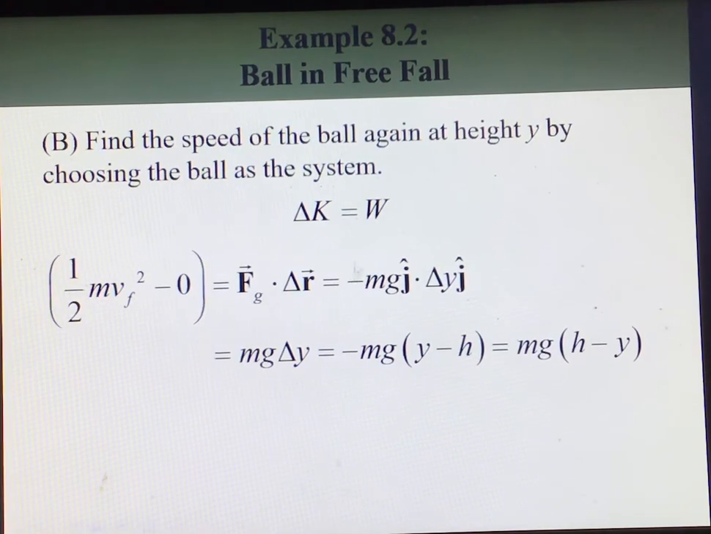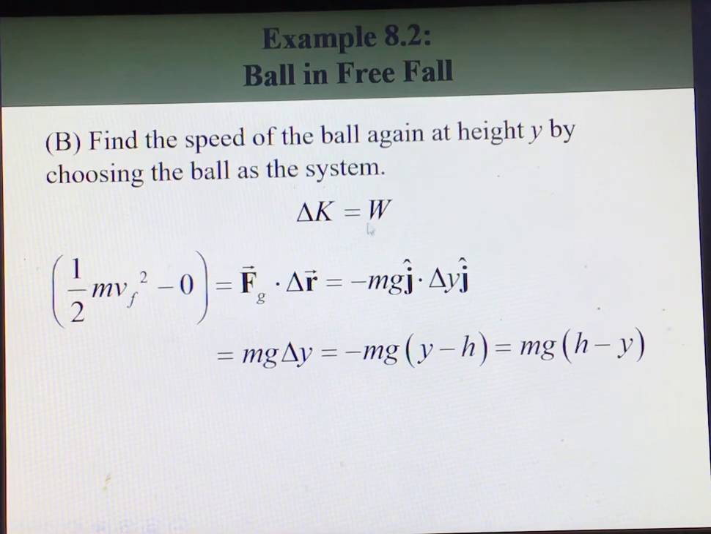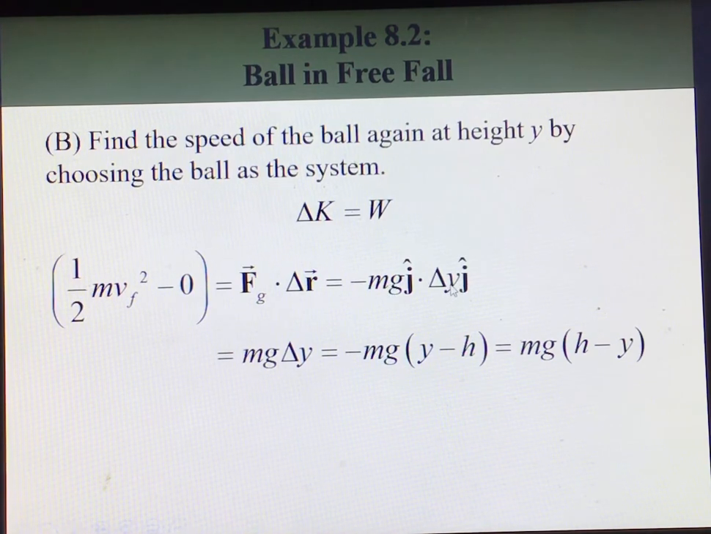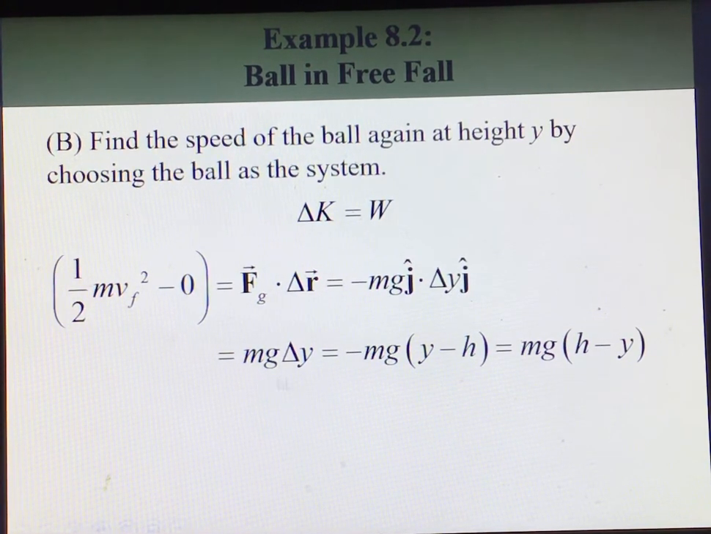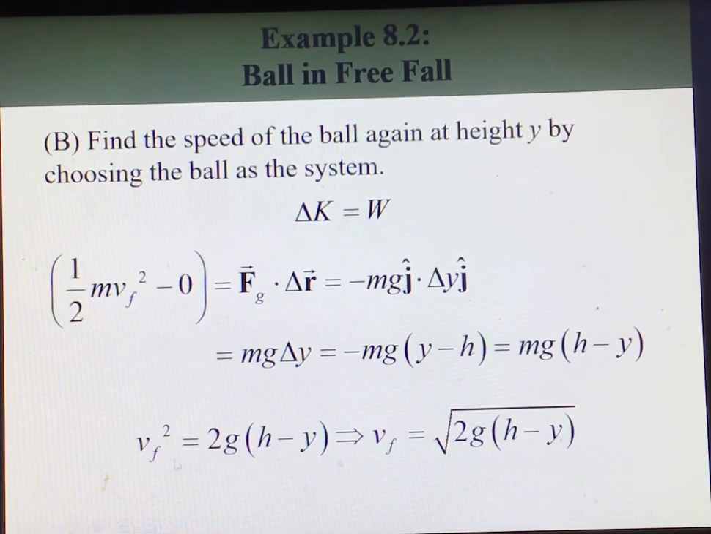Now we can also calculate the speed of the ball by using the work. You can say that the work done is just equal to the change in the kinetic energy. The change in the kinetic energy is 1/2 m v final squared minus 0, because it starts from rest. Then the force is just the force of gravity. You multiply that by the change in displacement, and rearranging that equation, you can also get the same v final. So v final here is just going to be the square root of 2 times gravity times the height minus y.